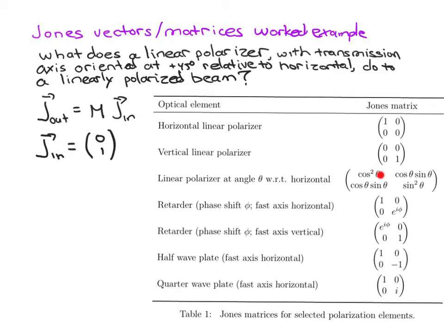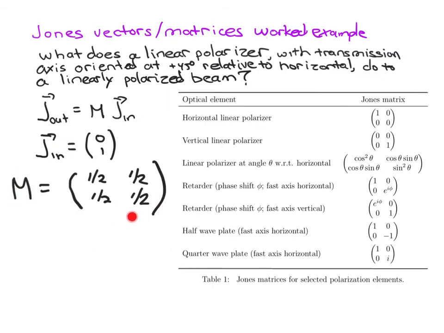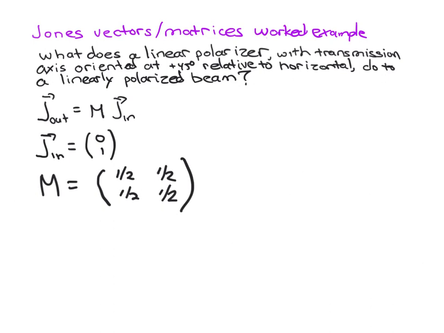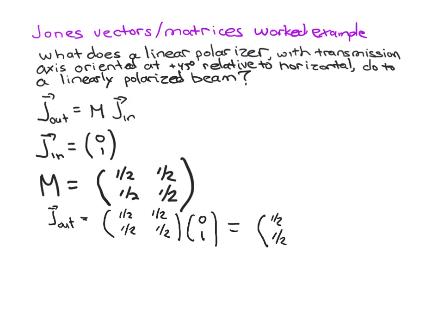The cosine of 45 degrees and the sine of 45 degrees are both 1 over the square root of 2. So you can pretty easily see that each element of this 2 by 2 matrix is going to end up being equal to 1/2. So this is what our matrix M looks like. Now the output polarization Jones vector is just given by multiplying 1/2, 1/2, 1/2, 1/2 times 0, 1. That's going to give us a column vector, which is just 1/2, 1/2.